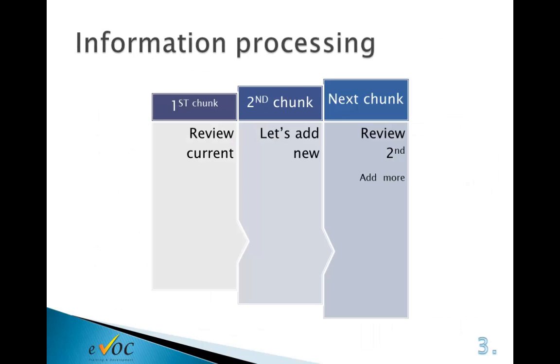The final learning theory is information processing theory. And this is where, as a trainer, you are chunking out the information. So you would give them a small chunk. This is the concept of eating an elephant one bite at a time. There's no way they can digest the whole elephant in one fell swoop. So little chunks, then by the second chunk, we're doing a quick review of the first chunk, and then adding new information.